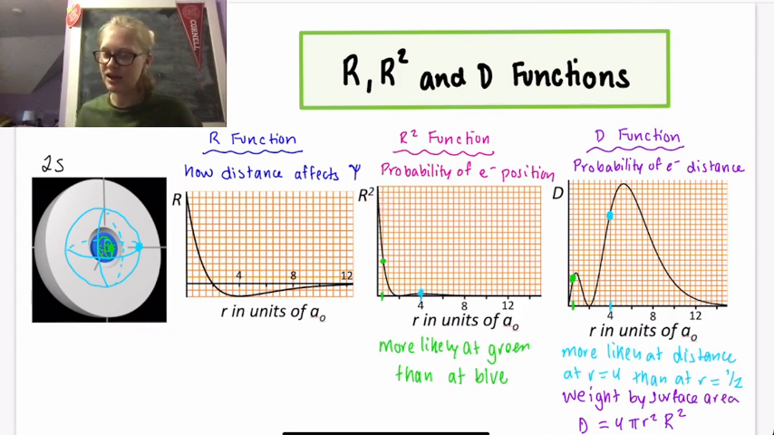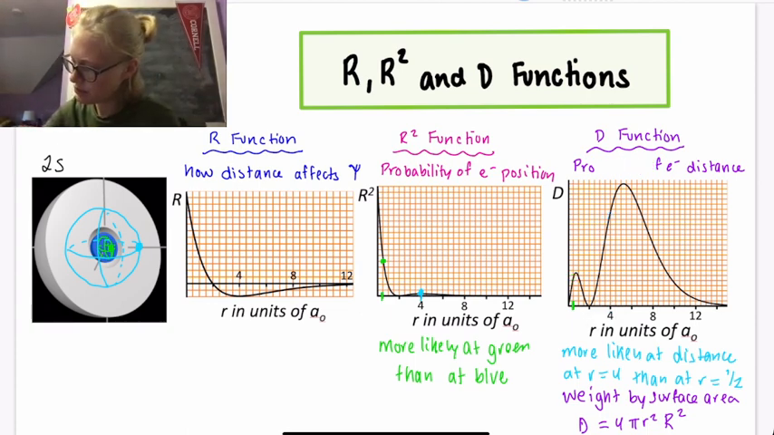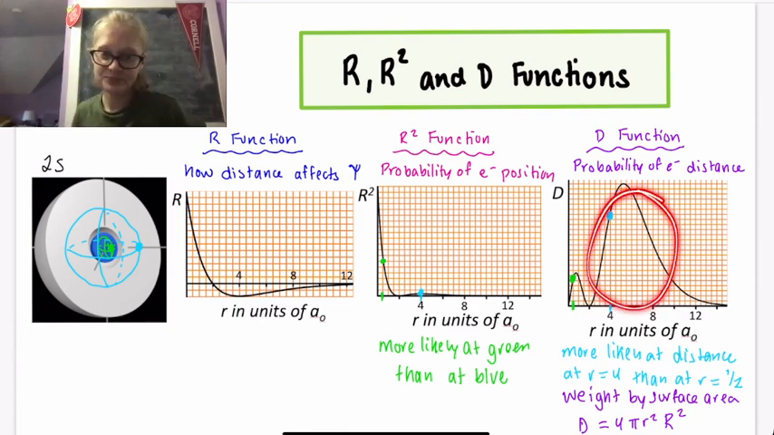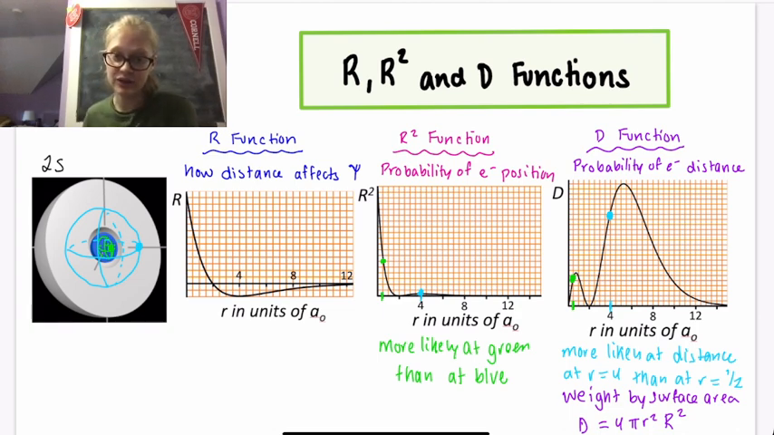However, we all know when you're playing darts, your darts end up here and here and here, all the way out here. So even though you're most likely to hit a bullseye, for the most part, your darts end up at a farther away distance. And we can see that in our D function. And so when we're actually talking about the electron's location, for the most part, we're going to be using the D function to describe it because that tells us a more realistic picture of where the electron is.